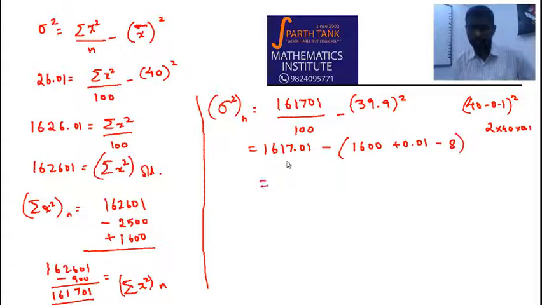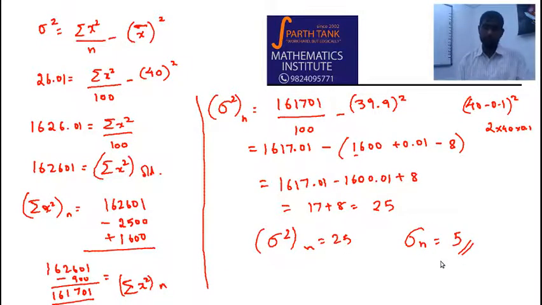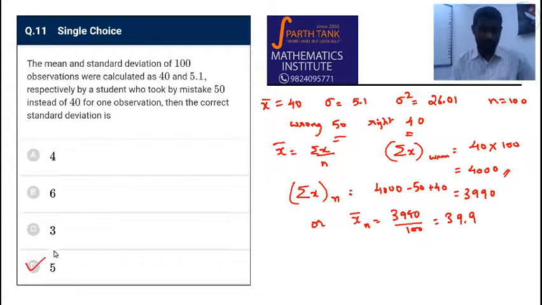So this would become, you see, 1600 minus 1600 and 0.01 are all gone. What I mean is, this is 1601 plus 8. So if you subtract these two, I get only 17 plus 8, which is 25. So sigma squared new is 25, or sigma new is 5. Wow. So the answer is 5.